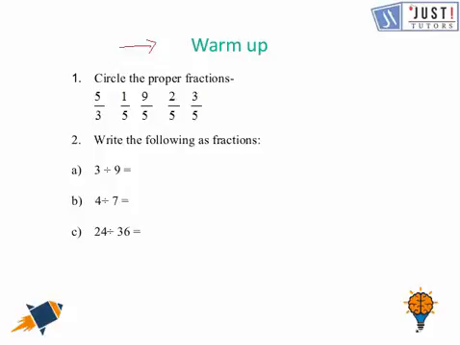So basically in question number 1, you need to circle the proper fractions. Proper fractions are those fractions in which the numerator is always less than the denominator. So that means the first is not a proper fraction, the second is a proper fraction, the third is again not a proper fraction, the fourth is a proper fraction, and the fifth is also a proper fraction.